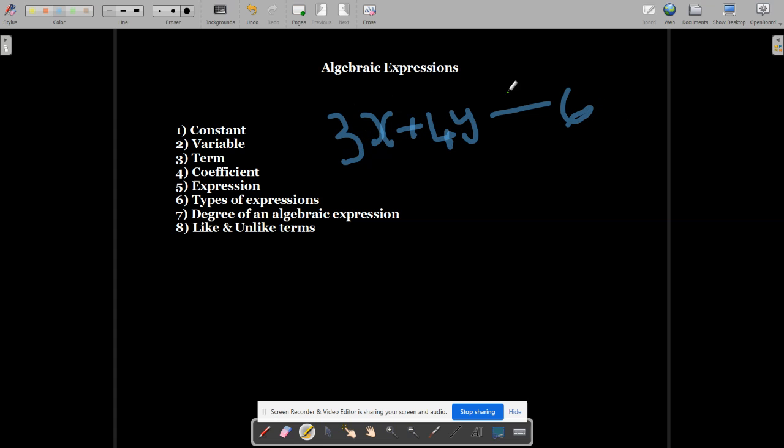Based on the number of terms in your expression, you have three types of expressions. One is monomial, binomial, and trinomial.